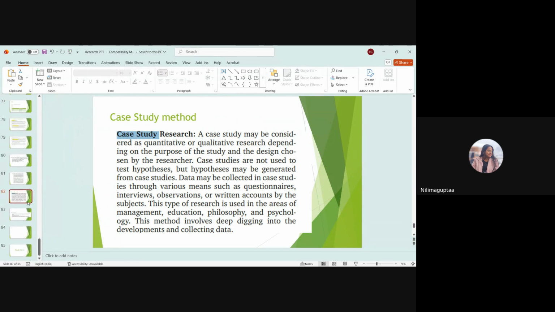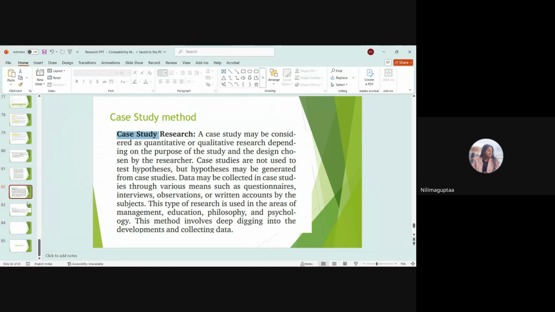Another is a small topic, that is the case study method. Case study is a method of doing research. So a case study may be considered as quantitative or qualitative research. It depends on the purpose of the study, how we are doing it. As I told you, it's a method of doing research, like how interviews are there, surveys are there. Similarly, case study is one of those methods. It completely depends on how I am taking it. So case study, purpose of the study and the design chosen by the researcher.